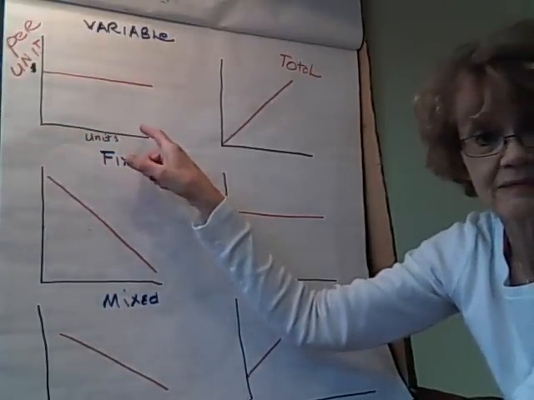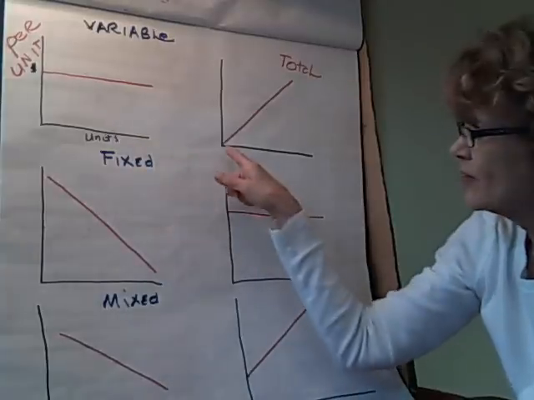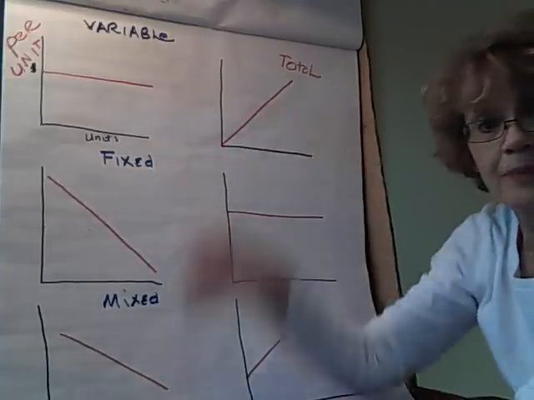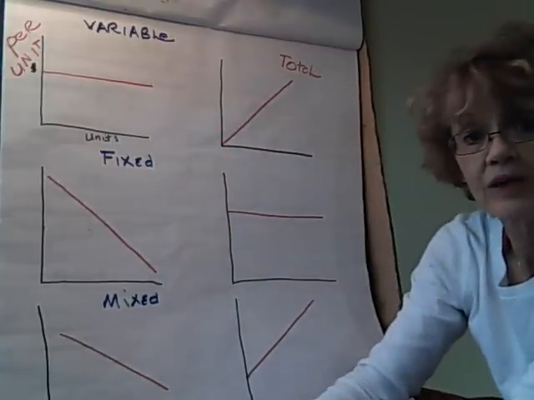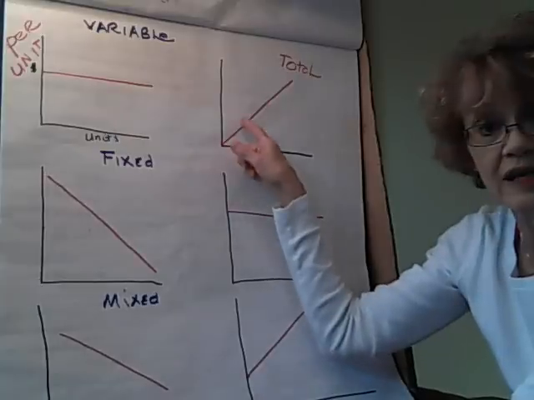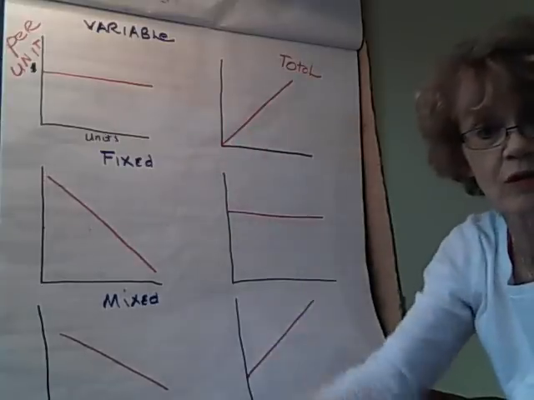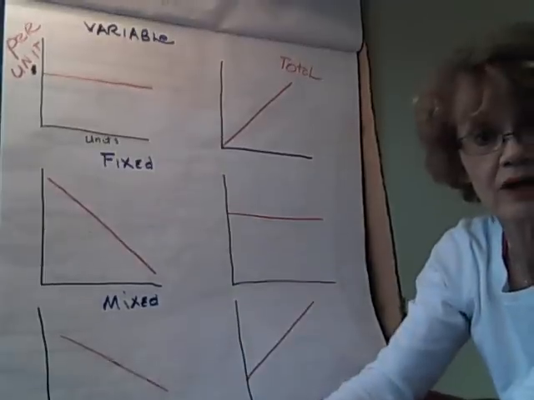Does that make sense? In total, though, they would vary. So they would have a positive slope, and they would increase. Like the 40 cents was one cookie, the 80 cents was two, and so forth. So that's the graphs for the variable cost.